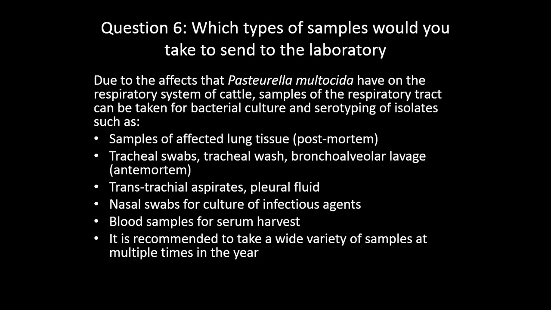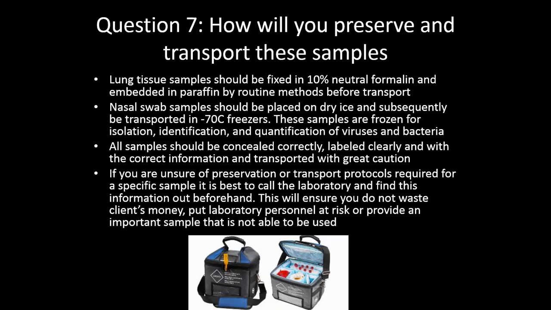Samples for Pasteurella multocida will be taken from the respiratory tract for bacterial culture and serotyping of isolates, such as samples of affected lung tissue, tracheal swabs and tracheal wash, transtracheal aspirates, nasal swabs for culture of infectious agents, and blood samples for serum harvest. It is recommended to take a wide variety of samples at multiple times in the year.